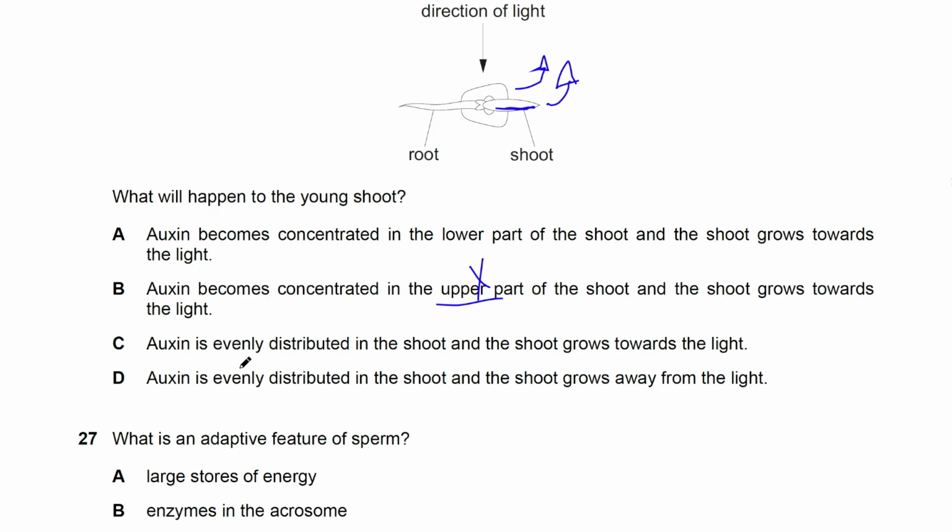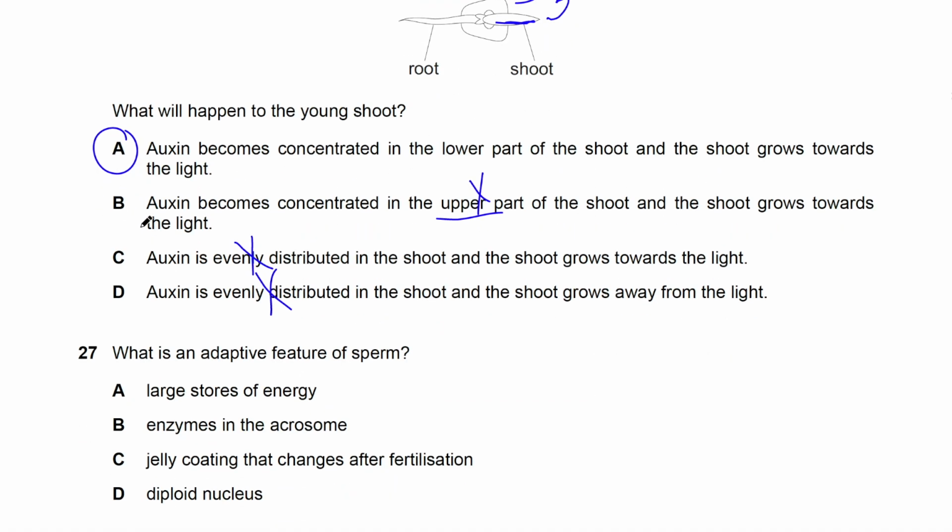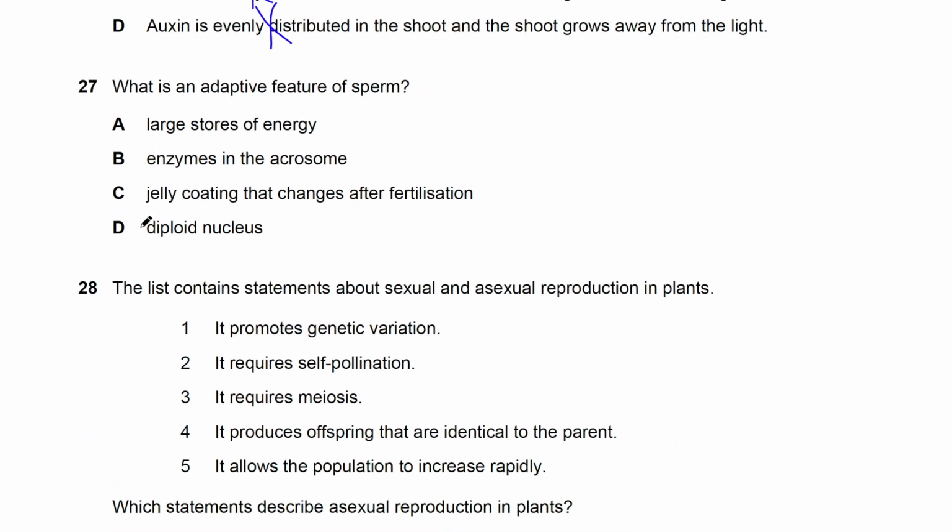C. Auxin is evenly distributed in the shoot and the shoot grows toward the light. It's not evenly distributed. D. Auxin is evenly distributed again. Again, the same statement is wrong. So the right answer here is A.